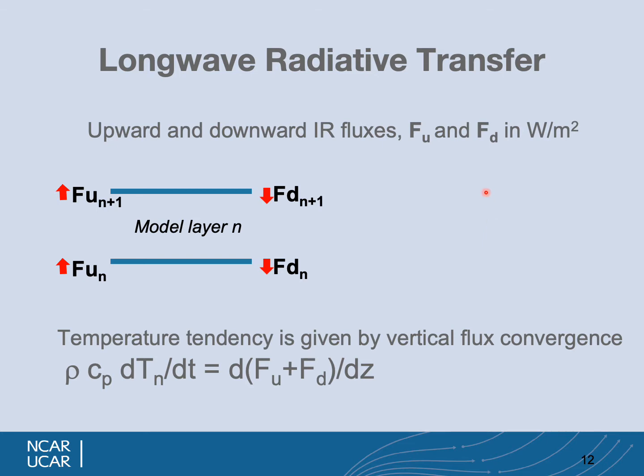In radiative transfer, there are upward and downward beams. It's known as a two-stream approximation. So on the left we have the upward beam, and on the right we have the downward beam. And for each model layer, we're computing the flux at the top and bottom of the layer. And it's basically an upward and downward integration. The temperature tendency is the flux divergence given by this formula at the bottom, where the rate of change of temperature in a layer depends on the flux divergence across that layer. So the flux is diverging, that's a cooling effect.